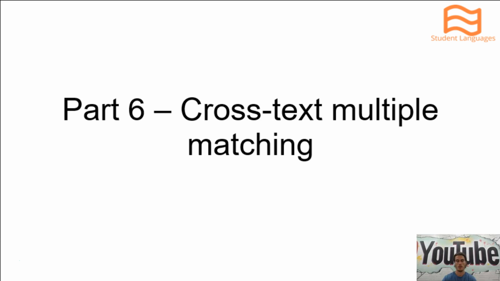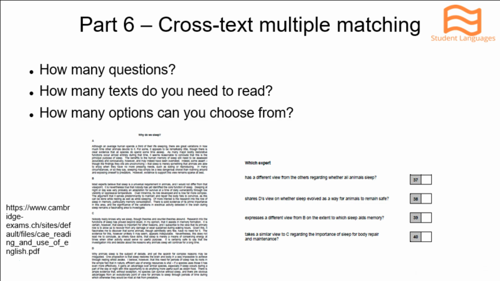Okay, so part 6 is called cross-text multiple matching. And it looks a bit like this. You have to choose which option you think is correct, A, B, C or D, for questions 37 to 40. So how many questions are there in total? You can see here there are 4 questions. How many texts do you need to read? 4 texts. How many options can you choose from? 4 options. A, B, C or D. You have to choose which question fits with which text.